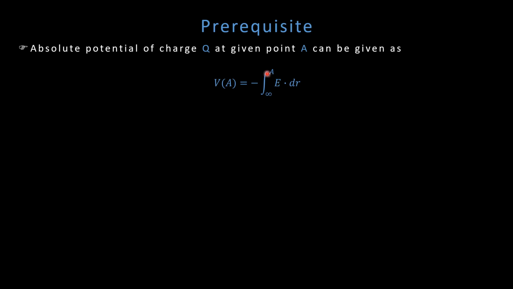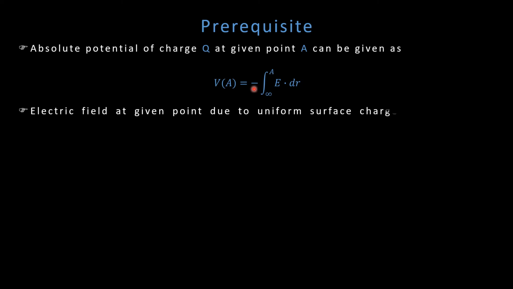So, depending on the point, this A will change. It may be P or B or any other symbol. But essentially, we are coming from infinity, and negative sign indicates that electric field and displacement both are in opposite direction. Apart from this, we also need to recall electric field due to spherical shell.